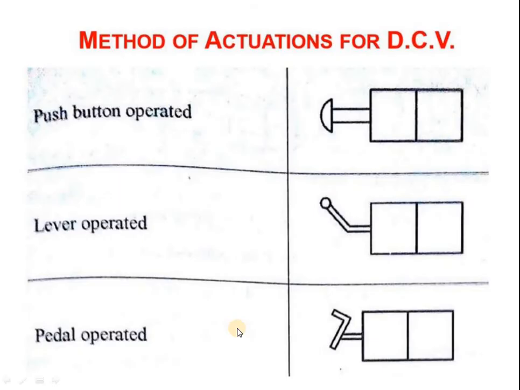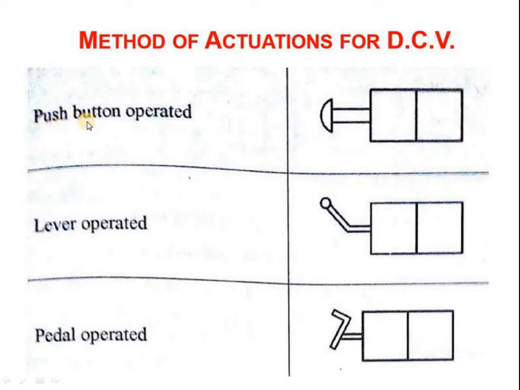So next, methods of actuation of DC valves. You know the function of a DC valve: it will control the flow rate or stop the flow, or change the direction of the flow of air in the system. But how are you going to actuate those valves? Again, you use different methods to actuate the valves. These are all symbolic representations, so just go through this.